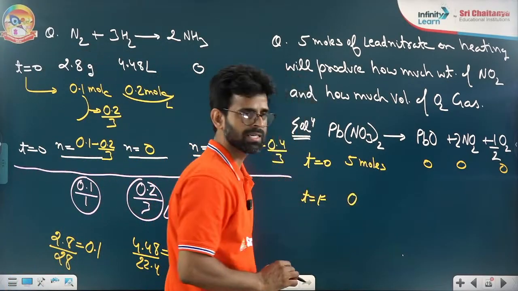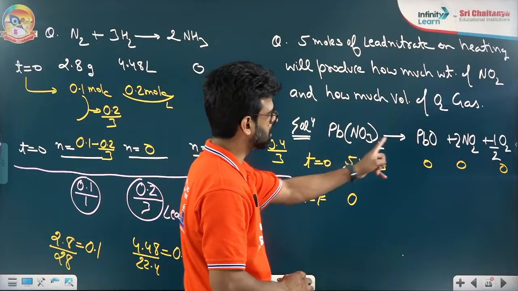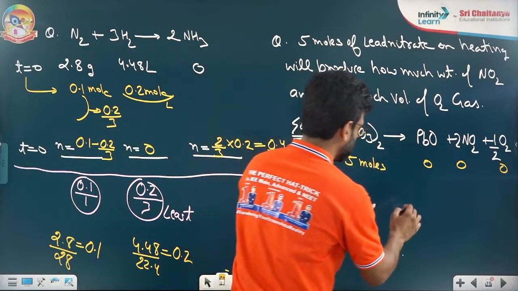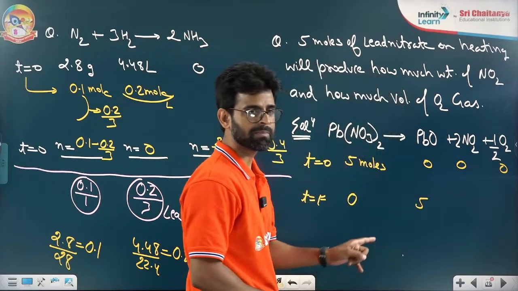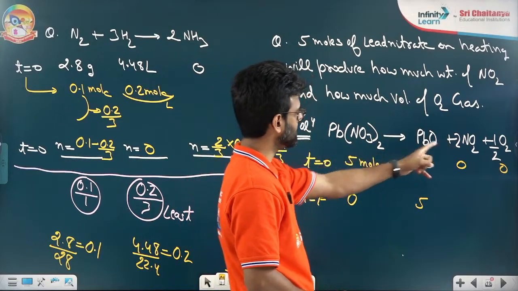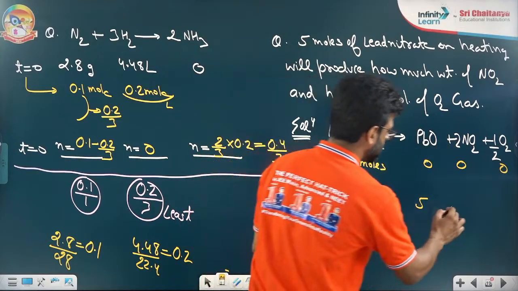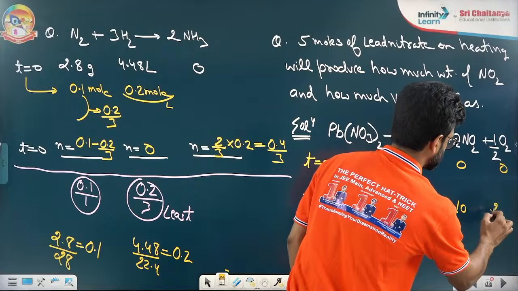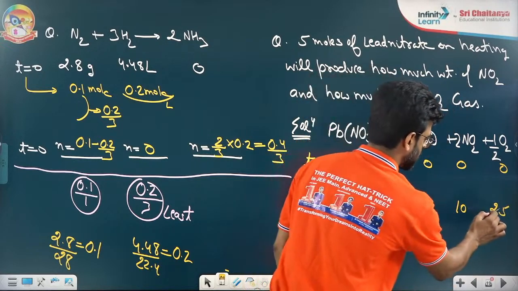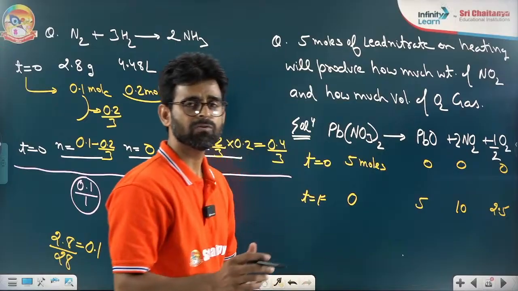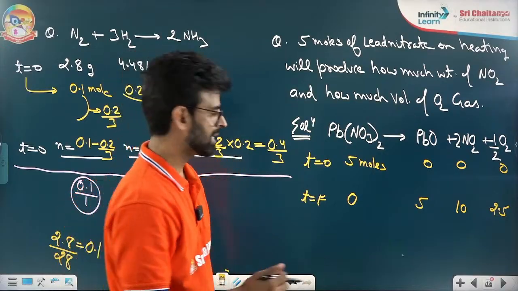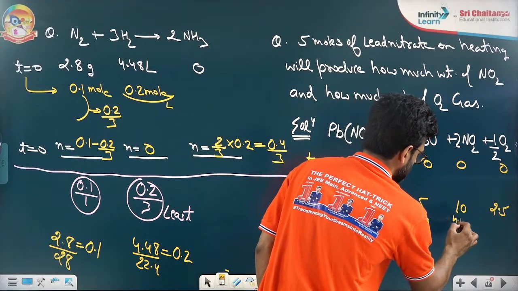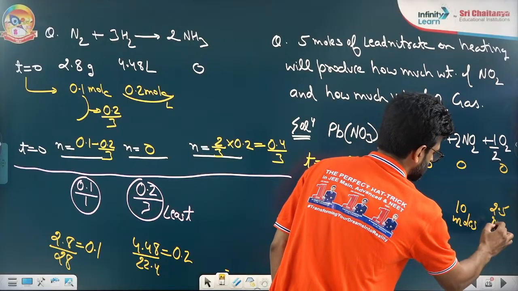This 5 will finish. So one of this produces 1, right? 1 produces 1. If 1 produces 1, then 5 will give how much? 5 of this. I am getting 5 moles. 1 gives 2 here, right? One of this gives 2 here. So 5 will give how much? 10 moles. 1 gives how much? Half. So 5 gives how much? 2.5. 5 gives 2.5. Clear? This is how we get the moles of everything. I am writing here, these are moles, right? 5 moles. It is 10 moles. It is 2.5 moles.